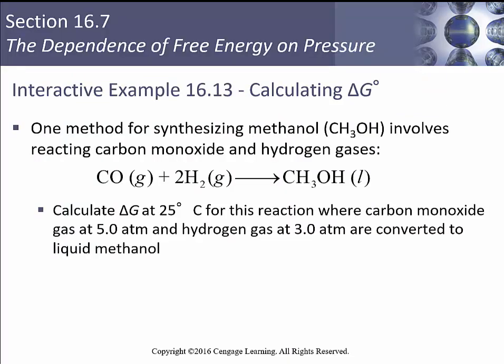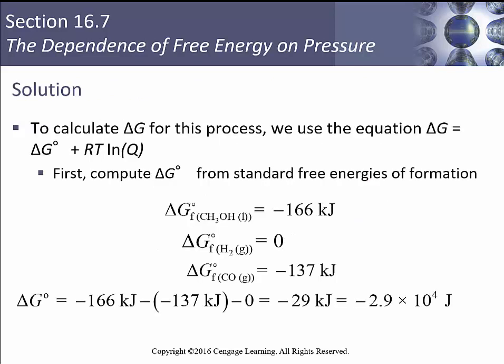Let's look at another example. One method for synthesizing methanol involves reacting carbon monoxide and hydrogen gas. So CO gas and H2 gas gives us methanol, CH3OH. We're going to calculate the delta G at 25 degrees C for this reaction, where carbon monoxide gas at 5 atmospheres and hydrogen gas at 3 atmospheres are converted to liquid methanol. Right? Again, this is one of those ones where you want to keep track of what that state is, for both K reasons and for delta G reasons.